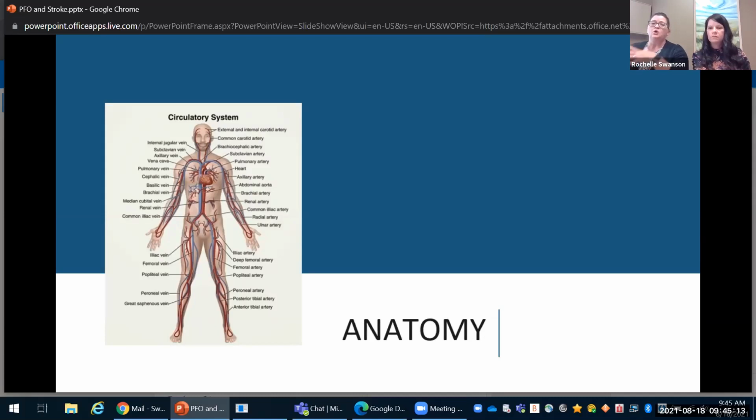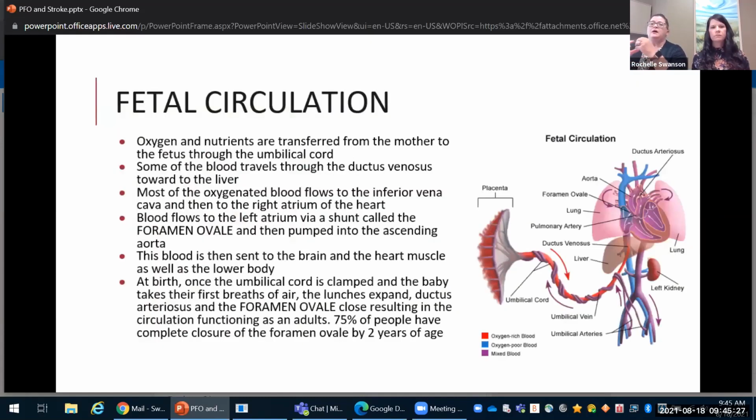So we're going to go in and talk a little bit now about PFO. I am by no means an expert in PFOs, but I have done some research and am going to share what I have learned, and hopefully you learn something from this. So we're going to start a little bit with anatomy and the source of a PFO. So we need to start a little bit with fetal circulation.